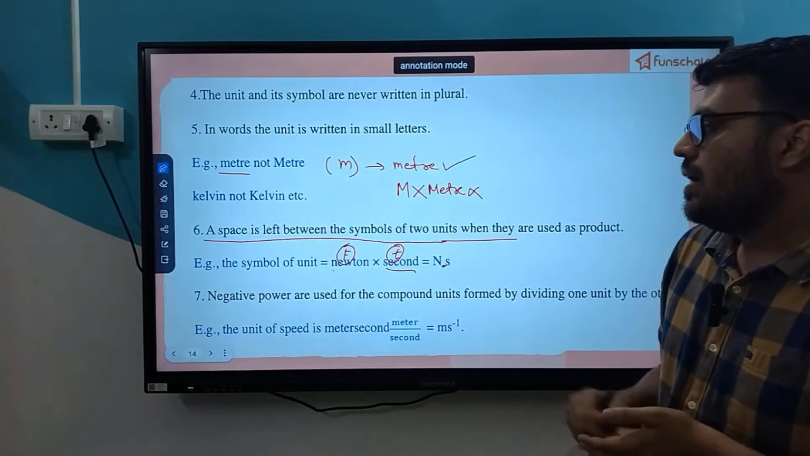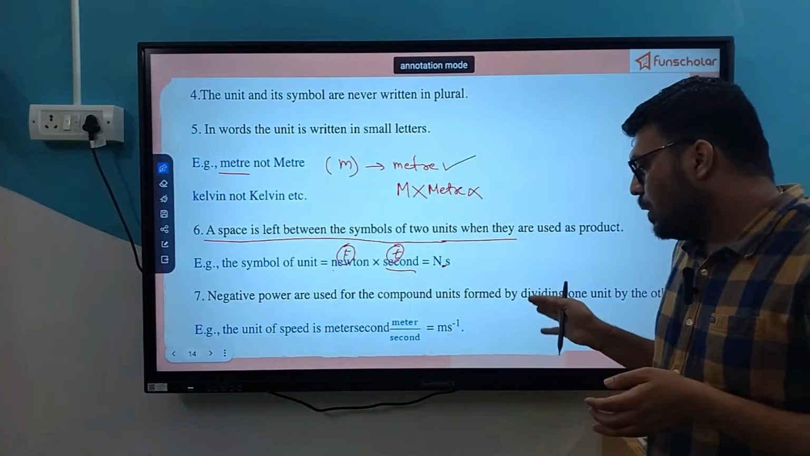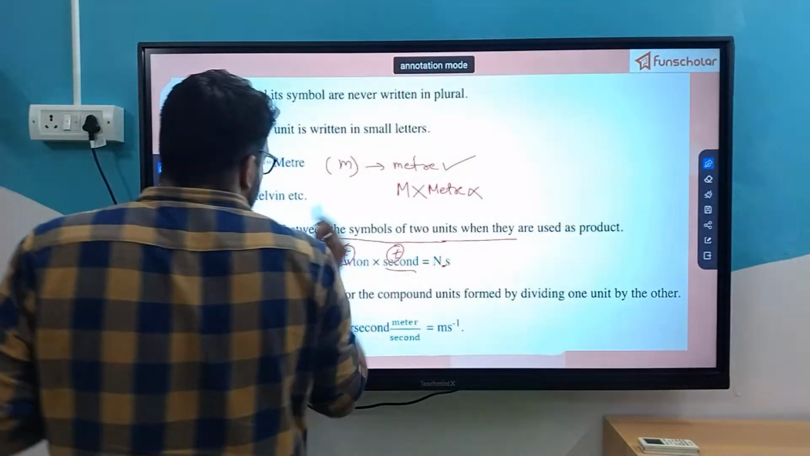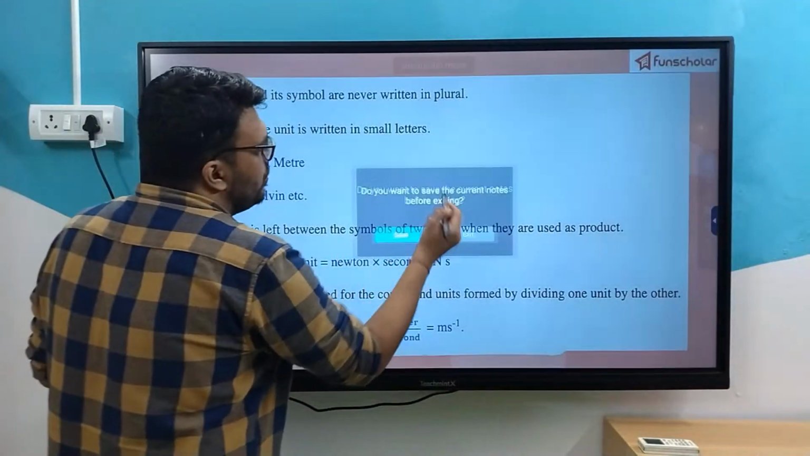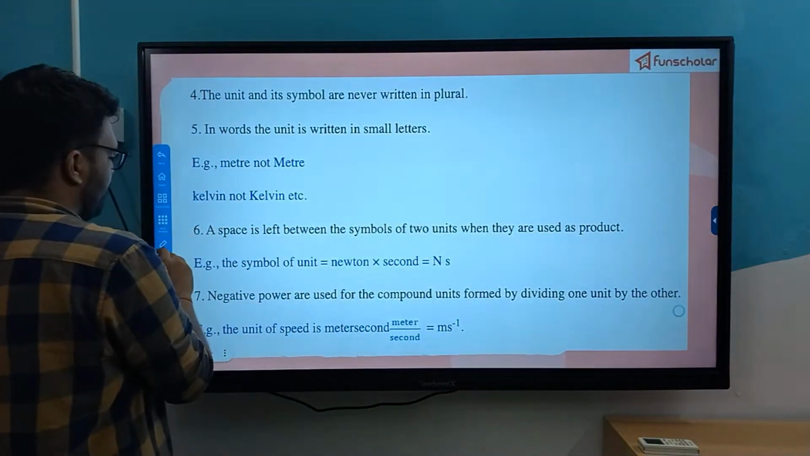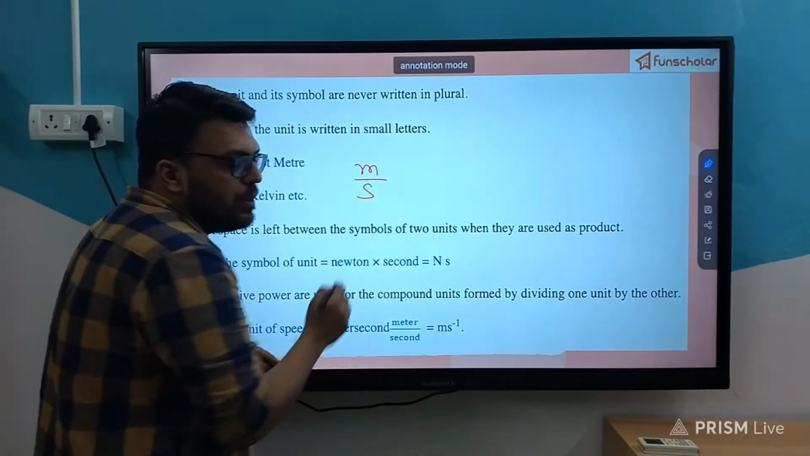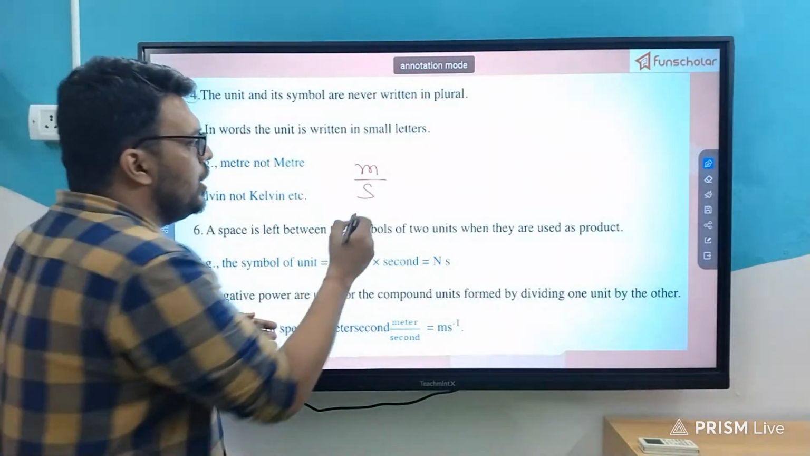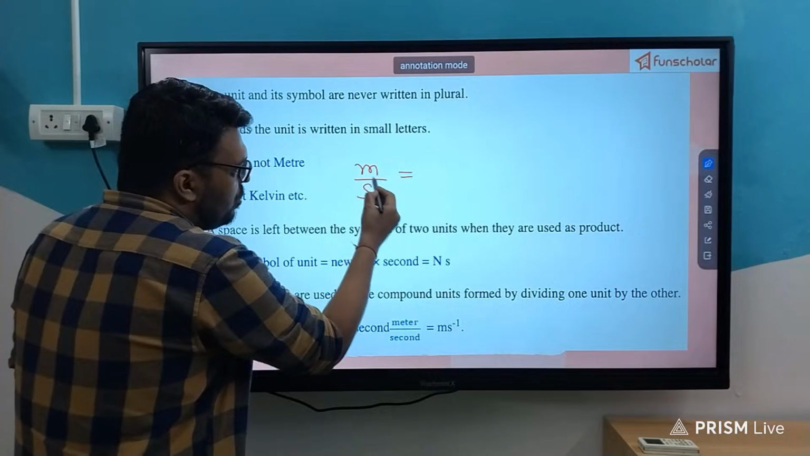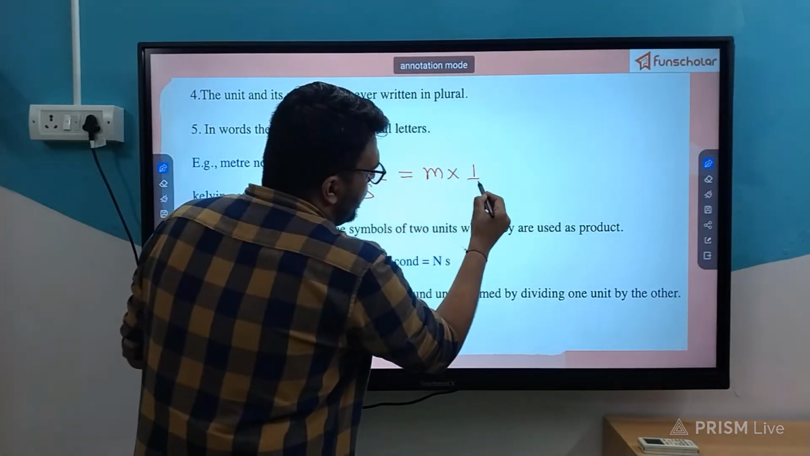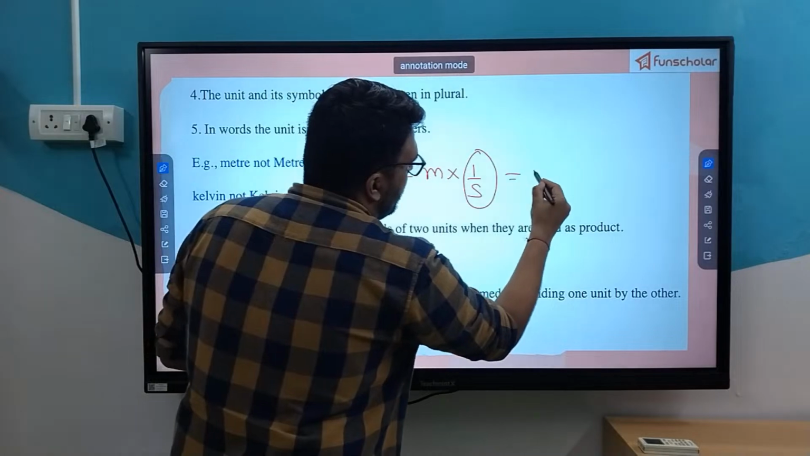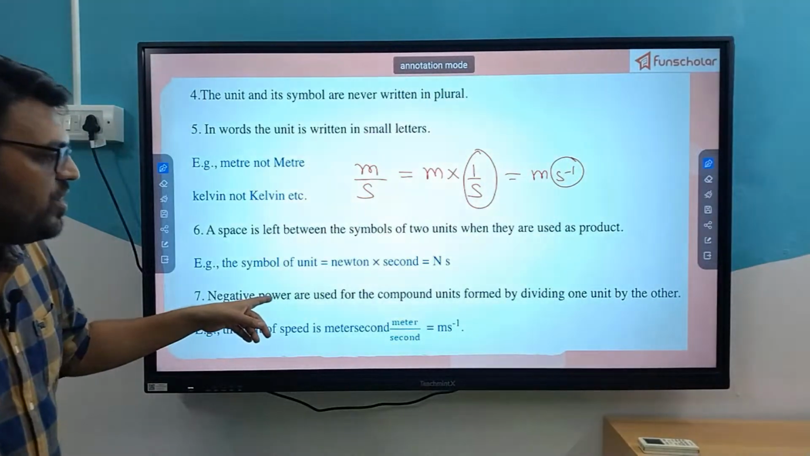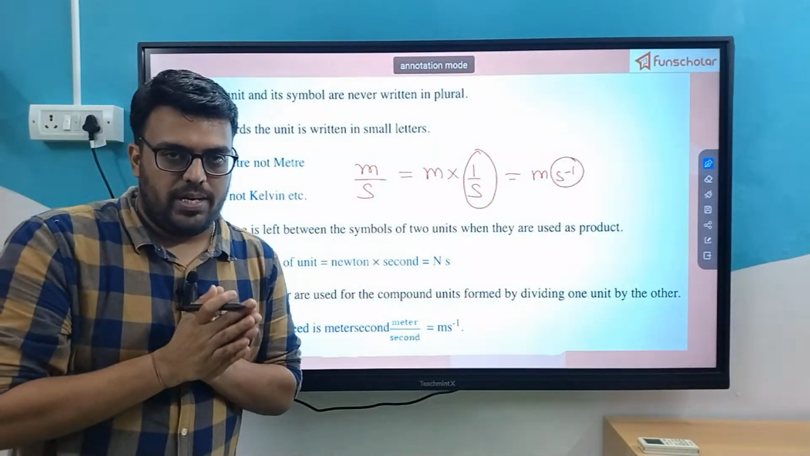And the last thing is that negative powers are used for compound units formed by dividing one unit by another. Let me give you an example. The unit of speed is meter per second. This is the way we can write it, but the more appropriate form is to write it in exponential form. Now this can be written as meter into this. This particular thing can also be written as this. So this is the way we have to write the units of quantities.